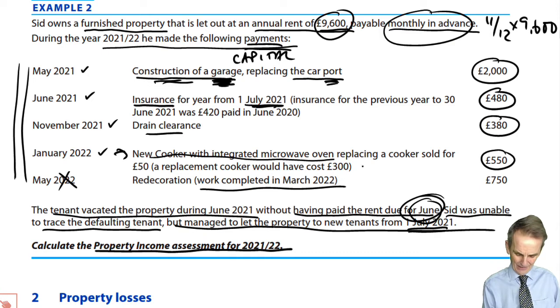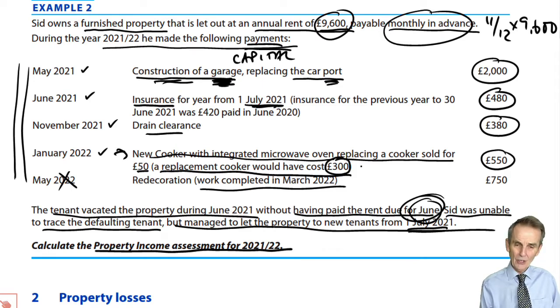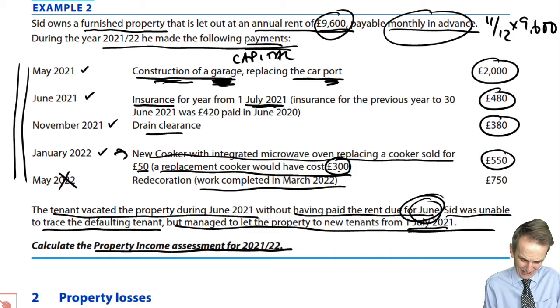Marvellous. Replacing a cooker sold for £50. A replacement cooker would have cost £300. So again, we can only base the replacement furniture relief on the replacement cost of an equivalent item. And they've got to tell you that. And there it is, it's £300.